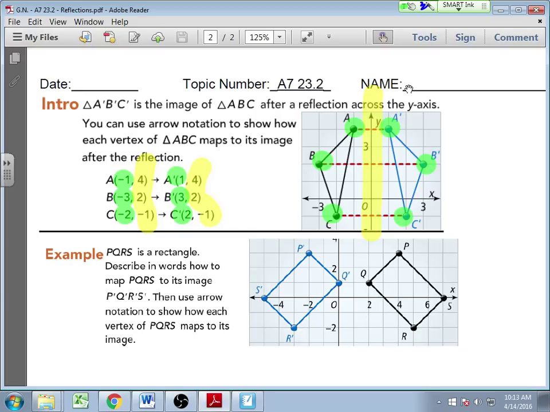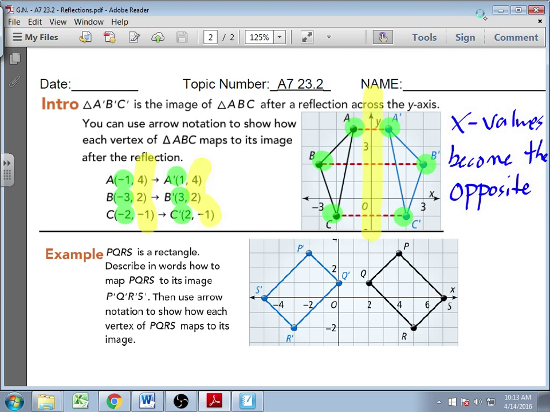You're mumbling. Lily? Are they opposite? Yeah. So my x values become the opposite, because if you're equidistant from the axis, you're just the opposite. Equidistant from the axis gives you the opposite values. So when we reflect over the y-axis, the y's stay the same. When we reflect over the x-axis, the x's stay the same.